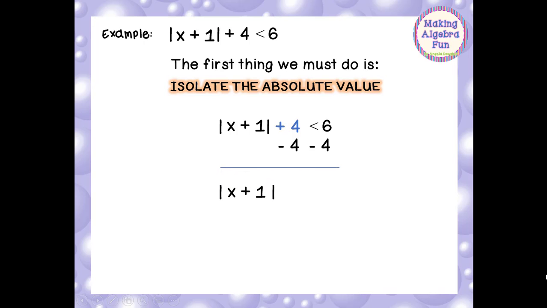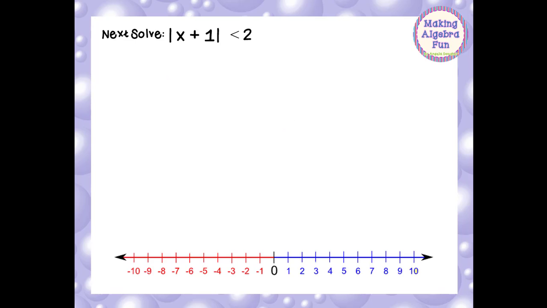Okay, so that brings down the absolute value of x plus 1. And when you do 6 minus 4 on the right, you get 2. So now you've got that absolute value by itself. And now we're going to go ahead with the steps that we just took. The absolute value of x plus 1 is less than 2 means x plus 1 is less than 2 and also greater than negative 2. You're going to notice two things happening here. The sign is flipping in the second one and I'm adding a negative sign.